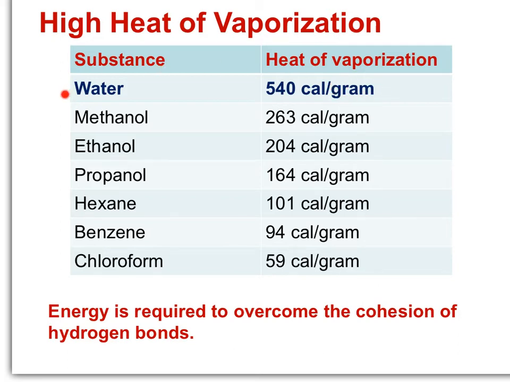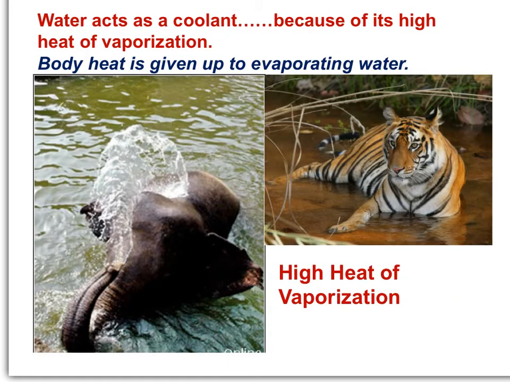Water's heat of vaporization is quite high relative to other substances because energy is required to overcome the cohesion of hydrogen bonds. Or another way to say it is, water's heat of vaporization is high because hydrogen bonds resist the movement of water from the liquid to the gas phase. Organisms use water as a coolant, taking advantage of water's high heat of vaporization.